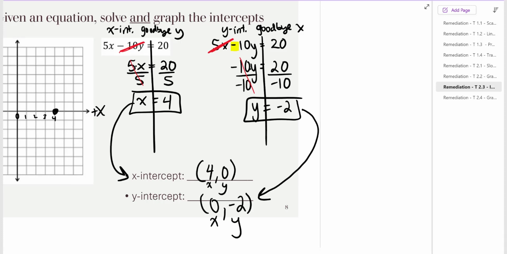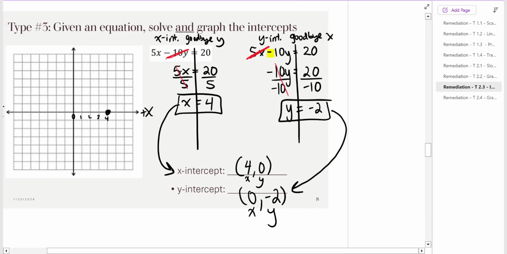And then again, we have to graph it. So this is positive y up here. And this is negative y. So since it's negative, it's down.